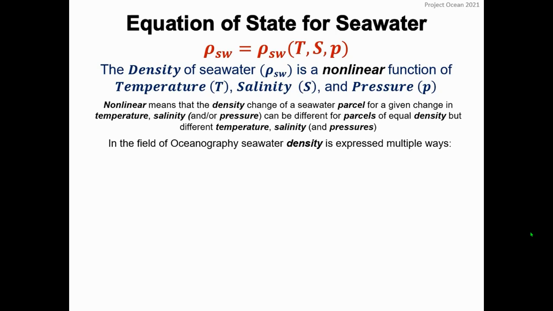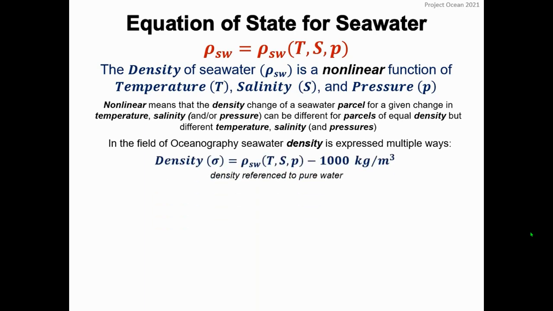When I say nonlinear, that means that the density change of a seawater parcel for a given change in temperature, salinity, and/or pressure can be different for parcels that have equal density, but start off at different temperatures, salinities, and pressures. Now, in the field of oceanography, seawater density is expressed in multiple ways. The first is pretty simple. We just look at temperature, salinity, and pressure and express what the density is. We calculate that with the equation of state.